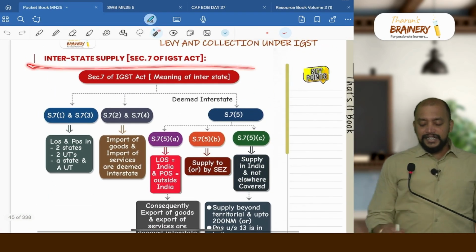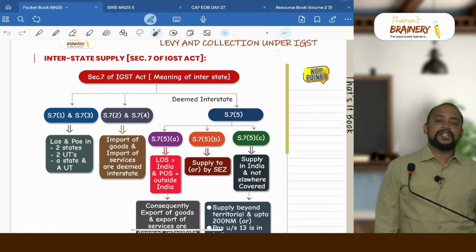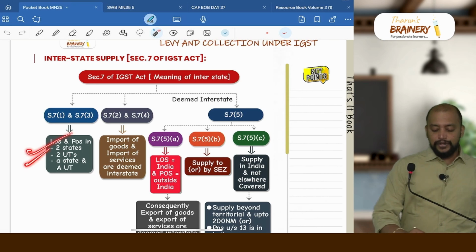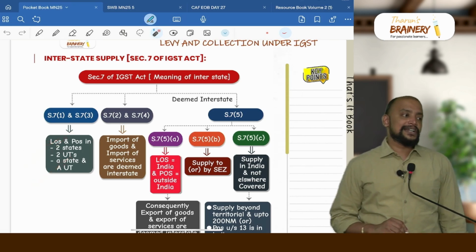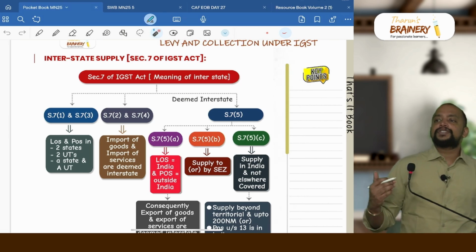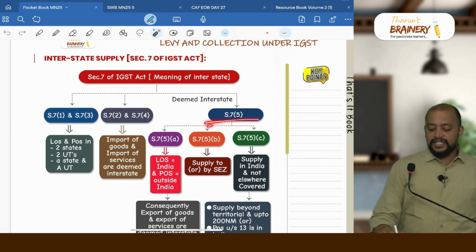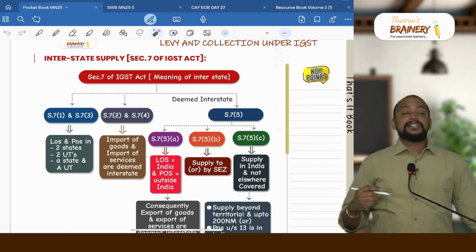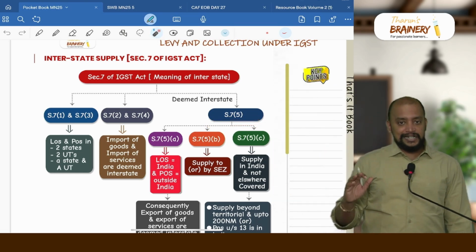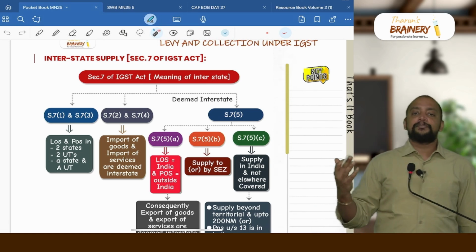Then meaning of interstate supply as per section 7. As per section 7 subsection 1 and subsection 3, if location of supplier and place of supply is in two different states, two different union territories, or a state and a union territory, then it is interstate supply. And as per 7.2 and 7.4, import of goods and import of services are always treated as deemed interstate supply. As per section 7 subsection 5 clause A, if the supplier is in India and the place of supply is outside India, then it will be deemed interstate. 7.5a, 7.5b, like supply to SEZ or supply by SEZ.